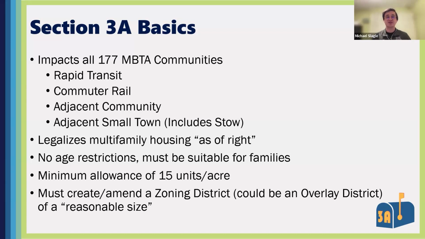All of these communities have to adopt 4 of these overarching principles. The first is to legalize multifamily housing as of right. This multifamily housing cannot have age restrictions and must be suitable for families. The multifamily district would have to have a density of 15 units per acre, and the municipality would have to amend their zoning or create a new zoning district of reasonable size, which we'll get into a little bit later.